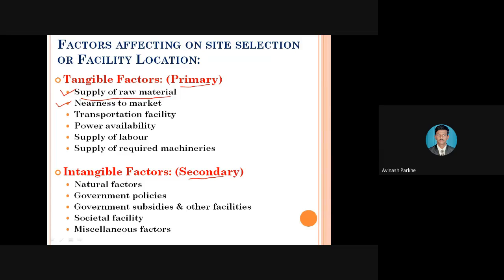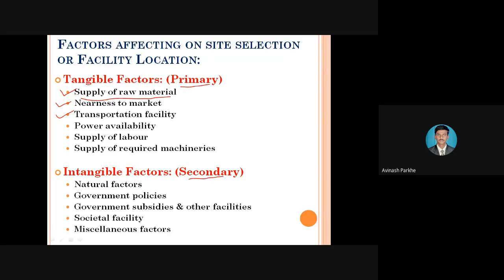But if the distance between your industry and the market is very high, the traveling cost unnecessarily goes on increasing. Therefore, in order to avoid such a situation, first of all check whether some type of market is available near your industry. If the market is available, you can immediately take that land and start your plant. So nearness of the market is one primary factor.